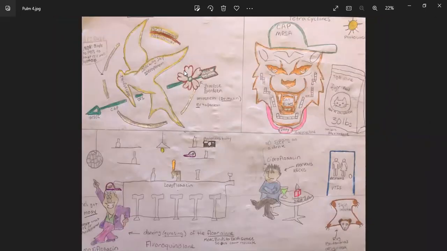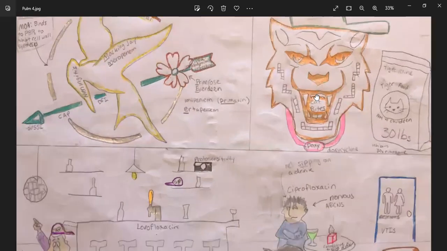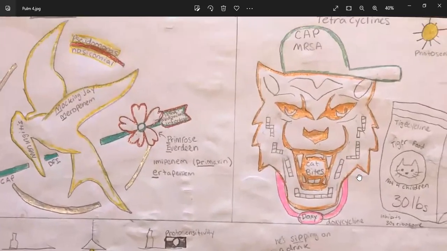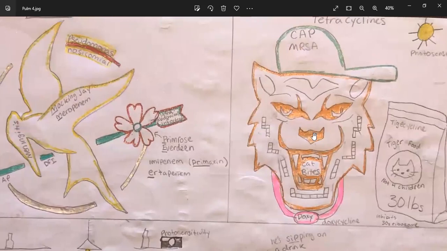Next, we're going to come back to our carbapenems. I'm going to focus right now on our tetracyclines, which is this top right picture. We have a big tiger, and on his face, do you remember the game Tetris? He's got the little Tetris blocks on his face for tetracycline. The two drugs in this category are tigecycline and doxycycline. That's why he's a tiger, and his name is Doxy.